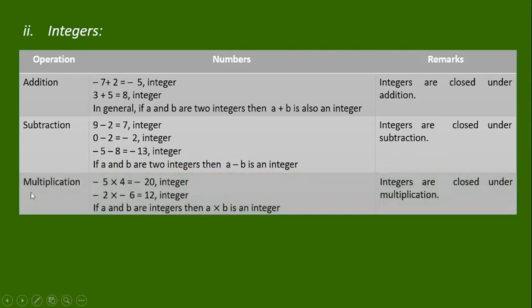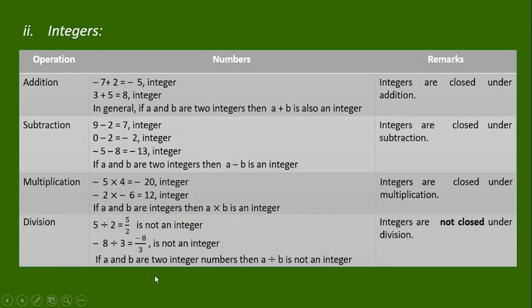Next we will consider multiplication. For multiplication, again we are considering minus 5 and 4. So the product of minus 5 and 4 is minus 20. This is an integer. Similarly, minus 2 into minus 6 is equal to 12. That is also an integer. So if a and b are integers, then a into b is also an integer. So the remark is: integers are closed under multiplication.